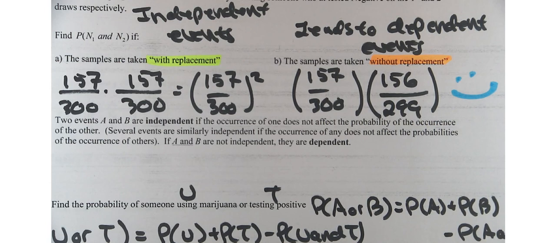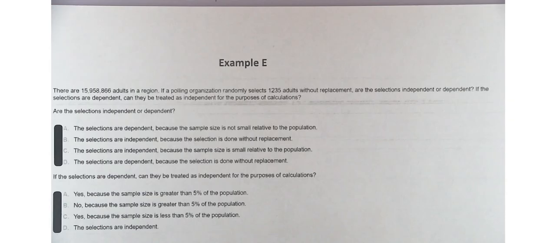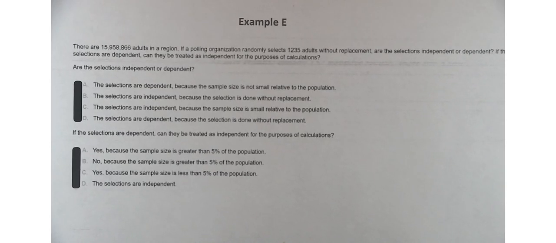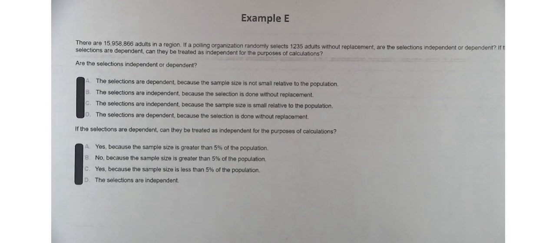Anything else on this one? I think we got a lot of good use out of example D here. So let's move that one aside and flip over to the back side. I got a couple questions that you can spend a little time with for yourself or talk to a neighbor. So you've got nearly 16 million adults in a region. If a polling organization randomly selects 1,235 adults without replacement, are the selections independent or dependent? If the selections are dependent, can they be treated as independent for purposes of the calculation?